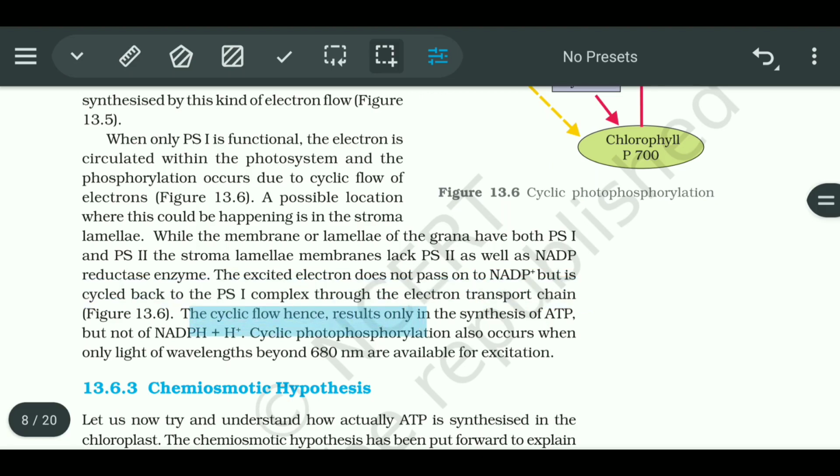The cyclic flow hence results only in the synthesis of ATP, but not of NADPH+H+. The cyclic photophosphorylation also occurs when only light of wavelength beyond 680 nanometers is available for excitation.